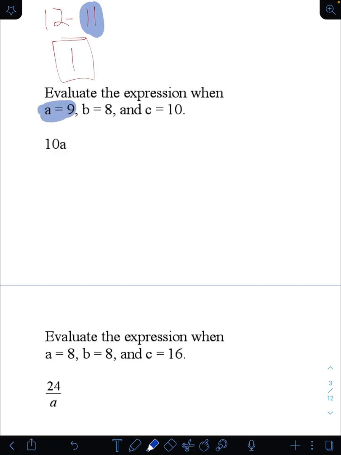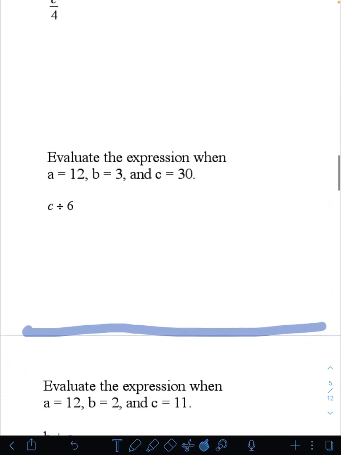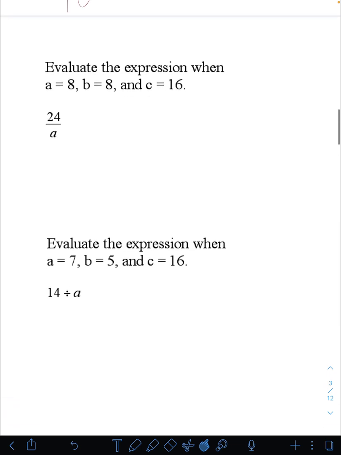A is 9. A is what I care about. So that's 10 times A. A is 9, so that's 10 times 9, which is 90. Okay? Oops. Run. 2 more to go. Oh, 3 more. 4 more. Yep. 4 more to go.